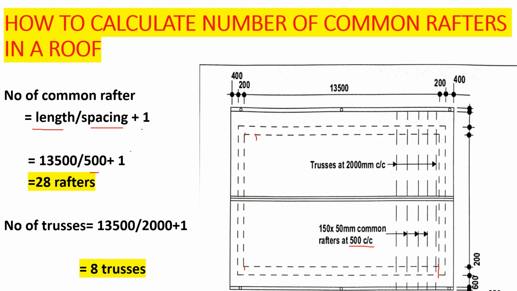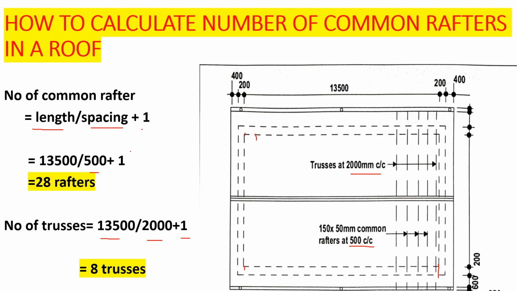We have the trusses in between. So we also need to get the number of the trusses that are there. Remember, the trusses are at 2000 millimeters center to center. So we have our trusses. If you look at the trusses, they are starting somewhere, at some point here. So they are not starting on the wall. You don't place your truss here on the wall. So we are going to take the length, the same thing. We divide by the spacing, and then we add 1. So that is 13500 divided by 2000 plus 1. It gives us 8 trusses. So we have 8 trusses.